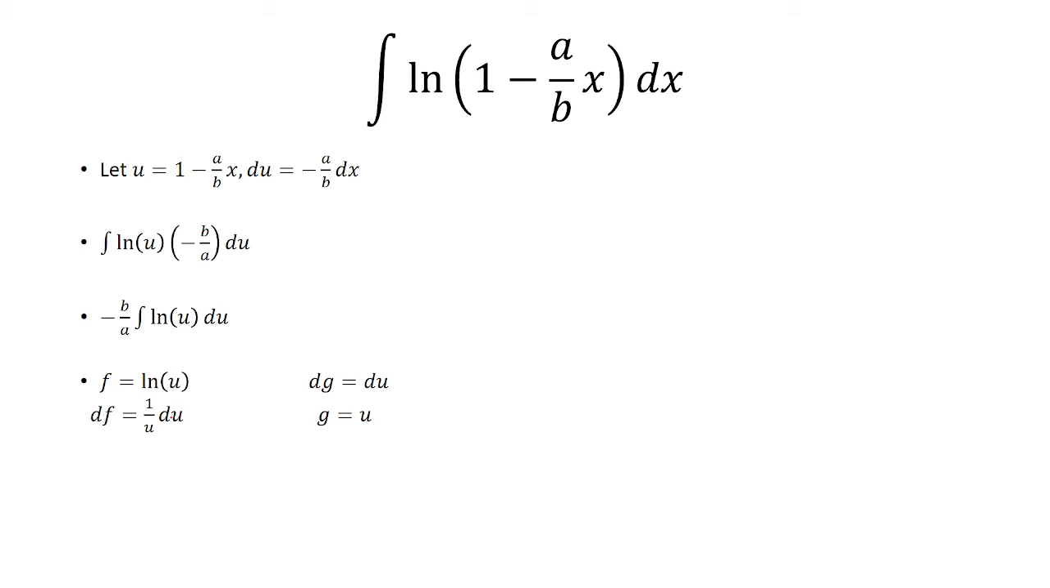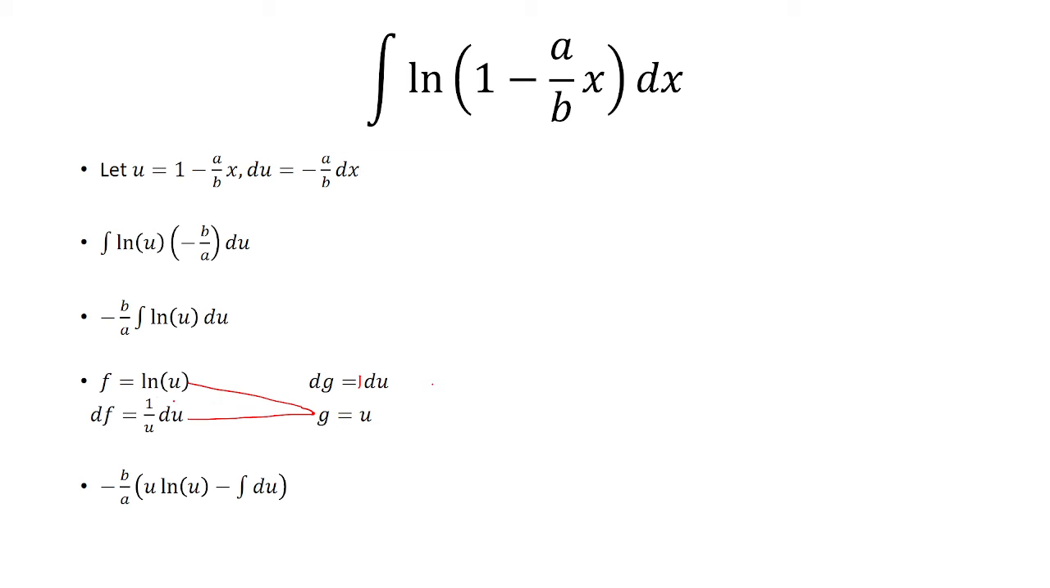The derivative of ln of u is 1 over u du. The antiderivative of du is just u, because what we're looking at here is taking the antiderivative of 1. So the antiderivative of 1 is u. And so now we have f times g minus integral g times df. So make sure to keep the negative b over a outside.